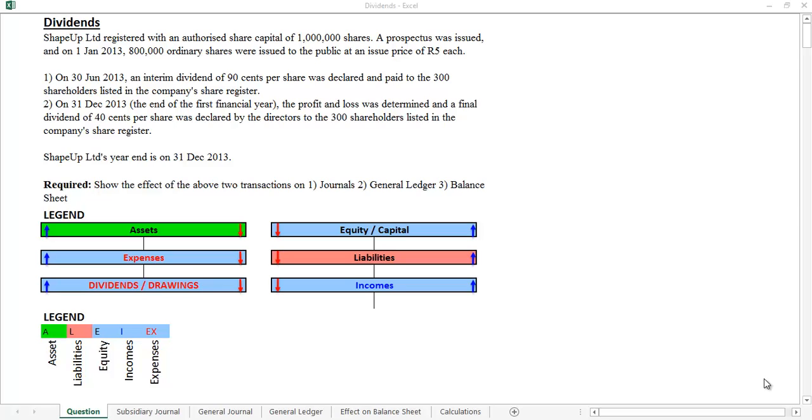Right, so let's look at dividends. Shape Up Limited, registered with an authorized share capital of 1 million shares. A prospectus was issued, and on 1 January, 800,000 shares were issued to the public at an issue price of 5 Rand each. Okay, so there's 800,000 shares in issue to shareholders.